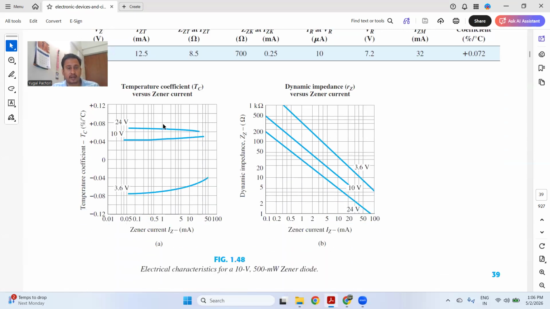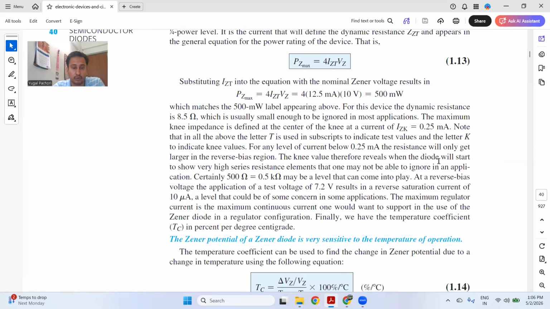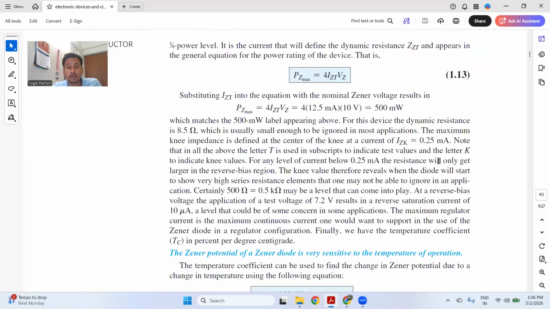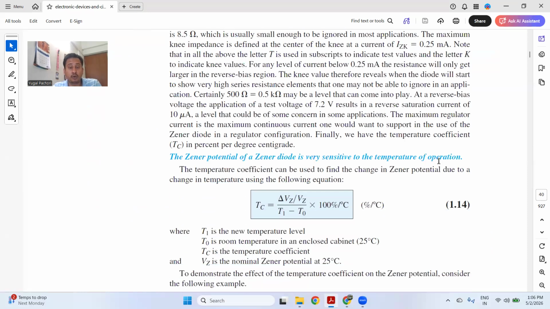So this is the thing. These are the temperature versus Zener current graph, and the dynamic impedance versus Zener current graph. So you can understand the operation with these two graphs. Number one is temperature coefficient, temperature versus current. The other is impedance versus current. So you can see the plot and get an understanding of the information that I'm trying to give to you.